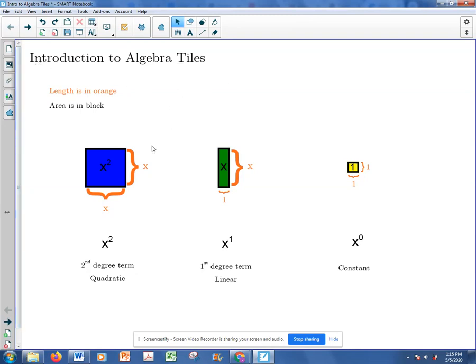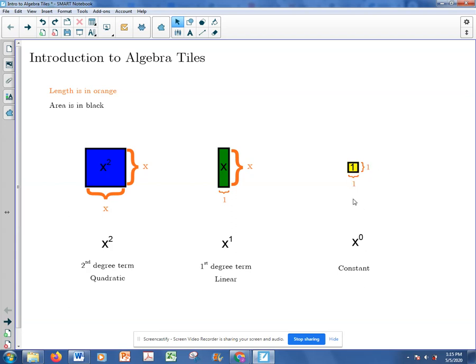Introduction to algebra tiles. These are the magnets I had on my board. We've got the big squares, that's x squared. That's the second degree term because the lengths are in orange and the areas in black. So the side of this square is x and this side's x, and x times x is x squared. The rectangle is x times 1. We only have x going in one direction, so that's a first degree term. Area is x.